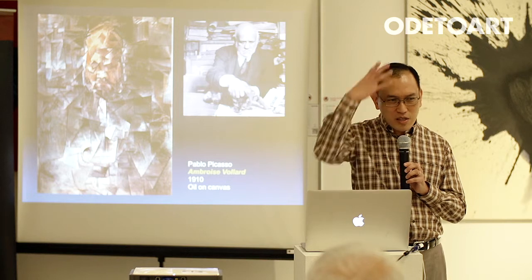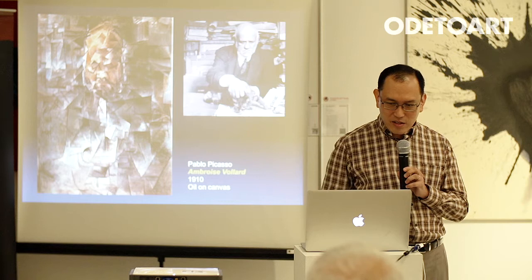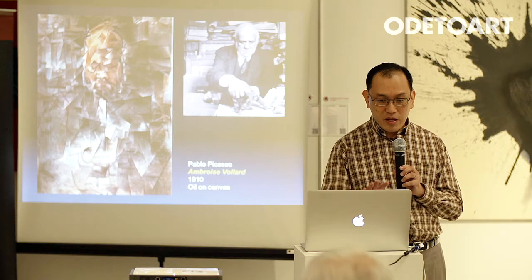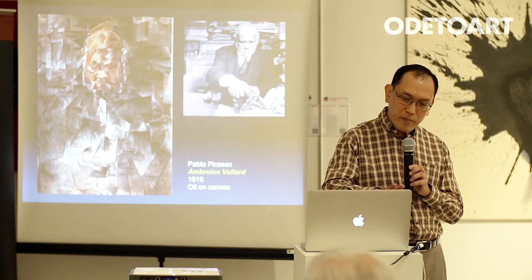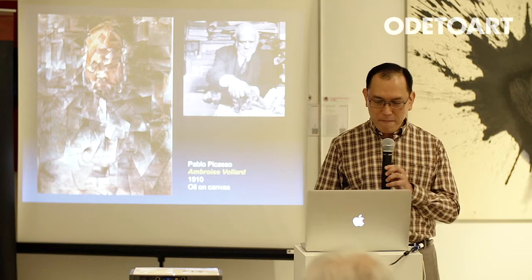So here we see the forehead of Vollard, and other distinctive features still being retained by the artist despite the fragmentation, the distortion that we see in this painting.